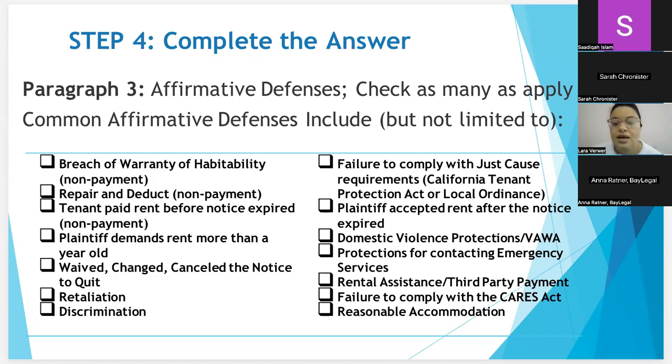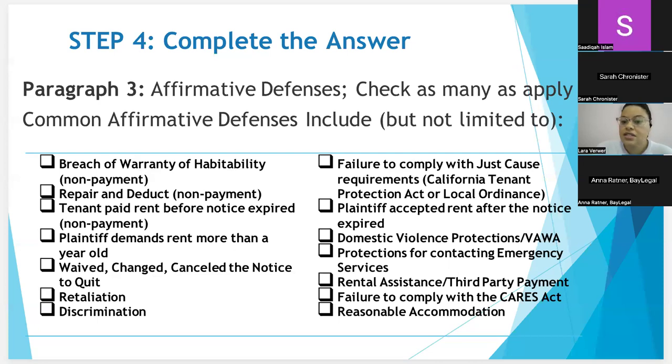Also, if the tenant made any repairs themselves and they paid out of pocket for those costs, and they're being sued for unlawful detainer for non-payment of rent, it's best to just check the box repair and deduct as well, to try and make that defense to the unlawful detainer action.